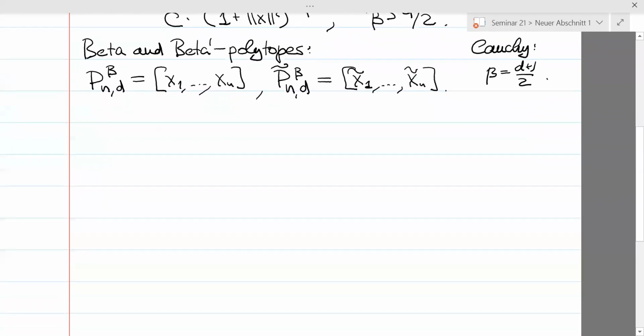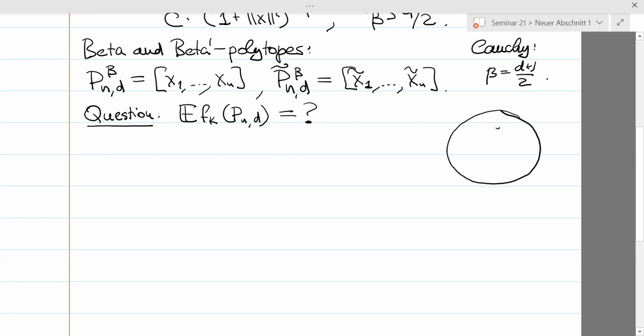And now the question, which is natural in itself, is to determine the expected number of faces of these polytopes, and similarly for beta prime. Suppose, for example, I take n points inside a ball of dimension d uniformly. The convex hull is then a beta polytope. And I want to determine the expected number of faces in any dimension. Now, I cannot explain everything now. In order to explain everything, I would need more lectures.